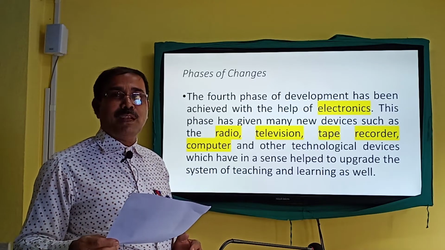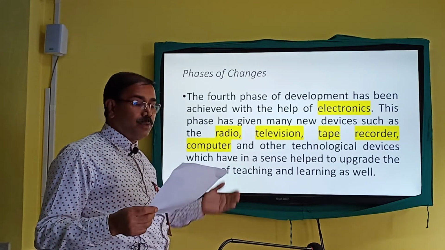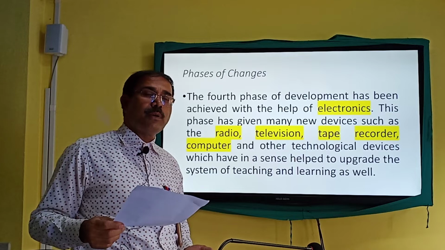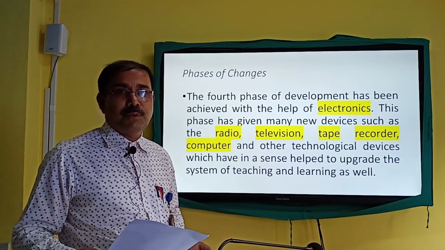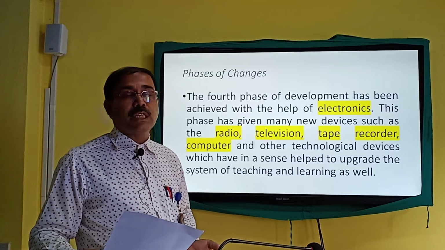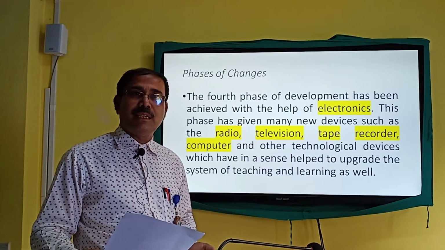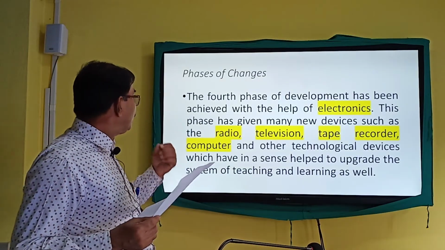You know about Graham Bell. He was a great scientist, and Graham Bell's name is linked with the invention of the tape recorder. When the tape recorder came to human society, many changes started to take place in the process of dissemination of information and ideas as well as knowledge. And that's why this is one of the important phases, friends.